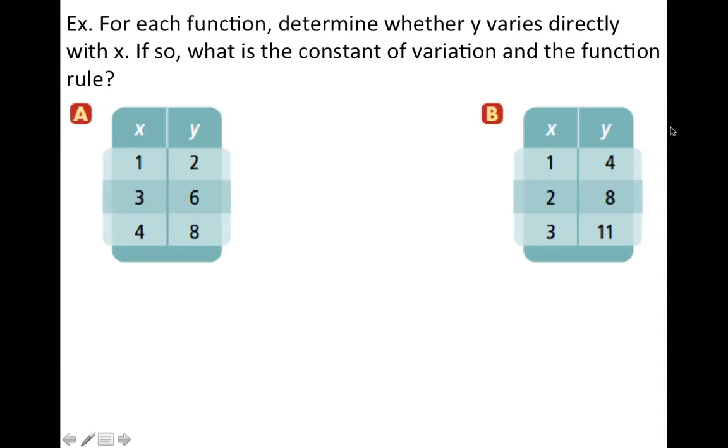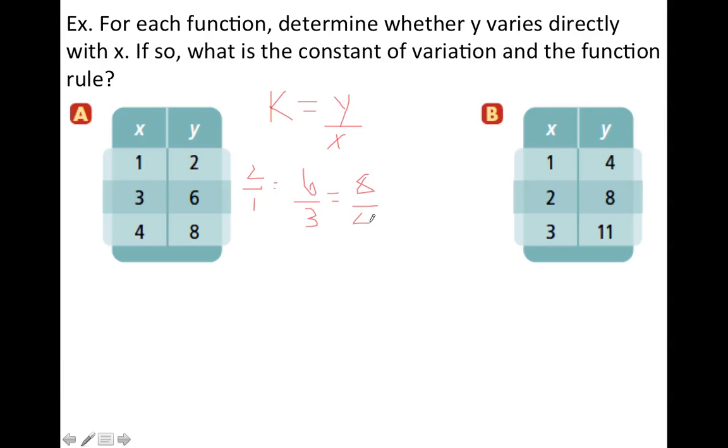So for each function, we have to determine whether y varies directly with x. If so, what is the constant of variation and the function rule? To figure out if it varies directly, we have to use our formula to find the constant, k equals y over x. And we plug in for every single one. So we take 2 over 1, and that has to equal 6 over 3, which has to equal 8 over 4.